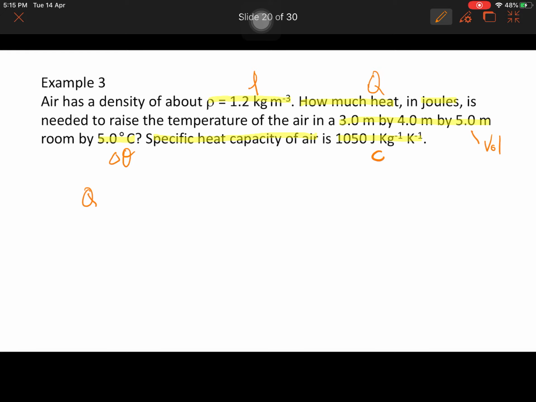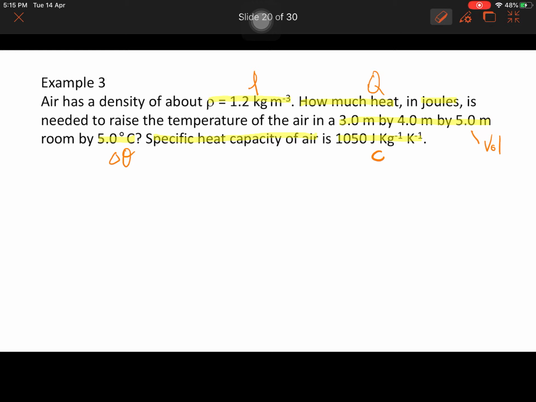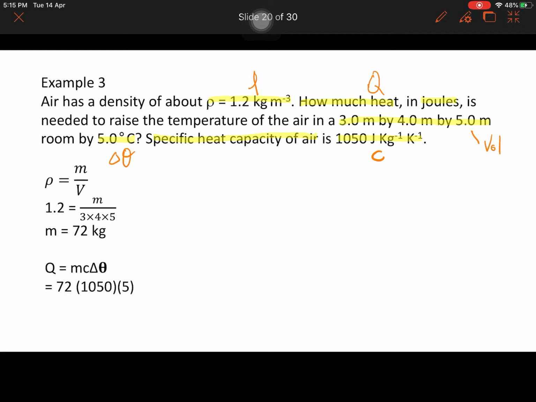Since we want to find Q, the formula that we use should be Q equals to, before that. Now density equals mass over volume. You're given density, you're given volume, you want to find the mass, right? So fit everything in, you can find out the mass. So this is the mass of air. Then what do you do next? You use Q equals MC delta theta. You know what the mass is, you know what C is, you know what delta theta is. Fit everything in, you get your answer.